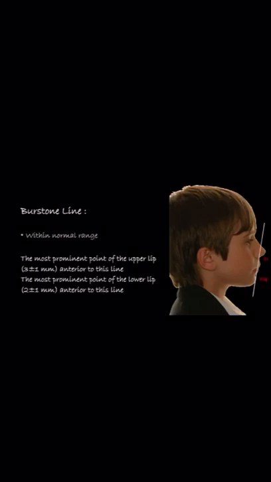Then we have the Burstone line. It should be measured from the most prominent point of the upper lip anterior to this line, and it should be 3 plus or minus 1 mm, and the most prominent point of the lower lip anterior to this line should be 2 plus or minus 1 mm. So in this patient the upper lip is approximately 3 or 4, and the lower lip is approximately 2, so it is within normal range.